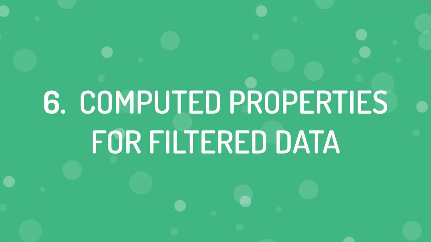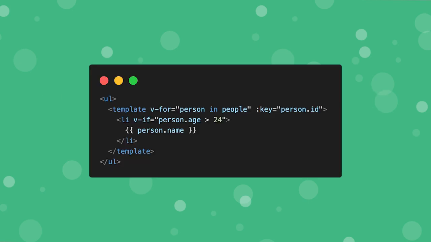For tip number 6, use a computed property for displaying filtered data. So in the previous tip, we looked at how we could use a v-for and v-if directive together to iterate through a list of data and then only output data based on a certain condition.